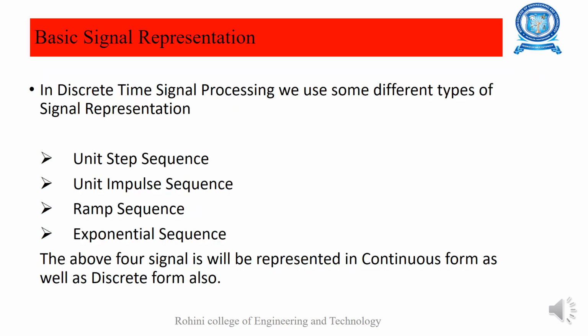Now we can see the basic signal representations. In discrete time signal processing, we use different types of signal representation: unit step, unit impulse, ramp sequence, and exponential sequence. These four signals are represented in continuous form as well as in discrete form.